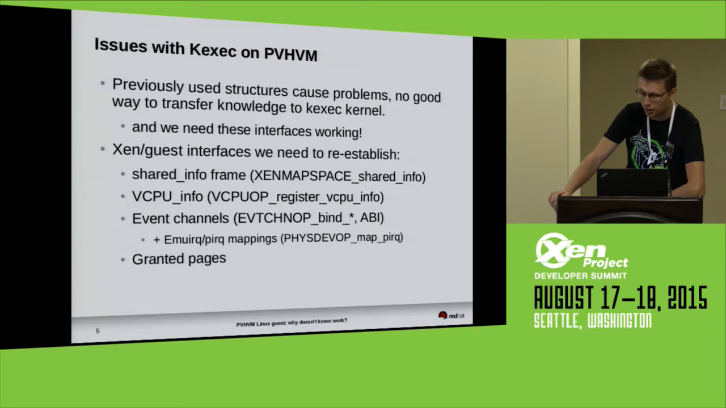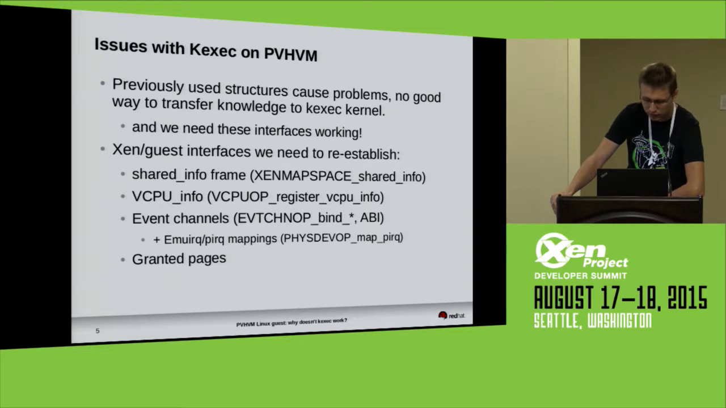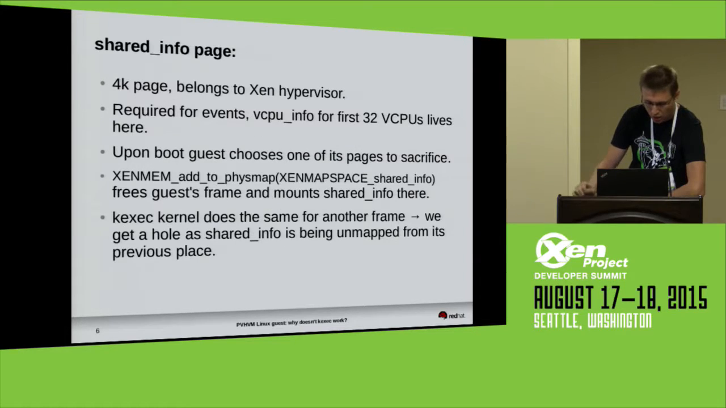So which interfaces am I talking about? We have the shared info page, which is mostly used for events, and it's mapped. We have vCPU info, a data structure for each vCPU, which is also mainly used for events. We have event channels and their internal state in the Xen hypervisor, and we have grant pages. So, about the shared info page: it is a single page, and as I said, it's mostly used for events.